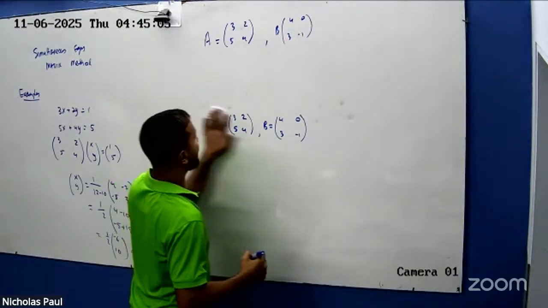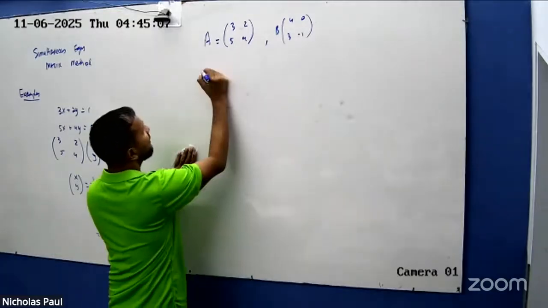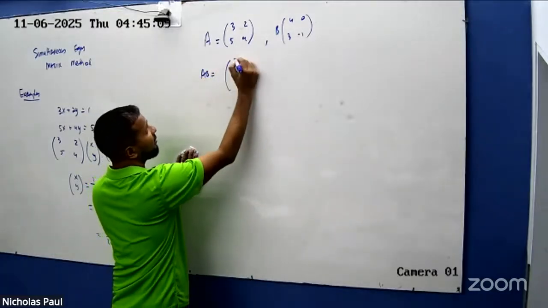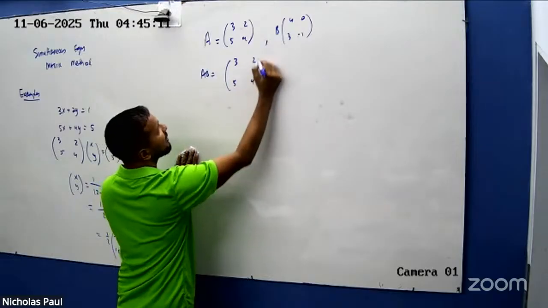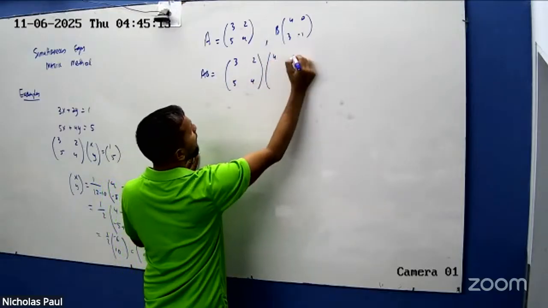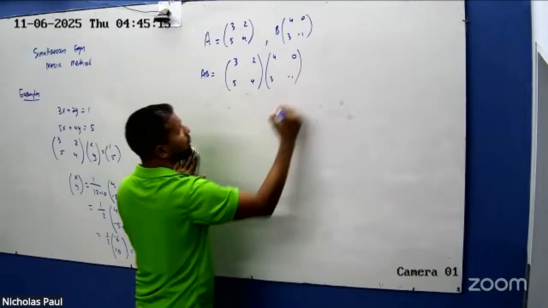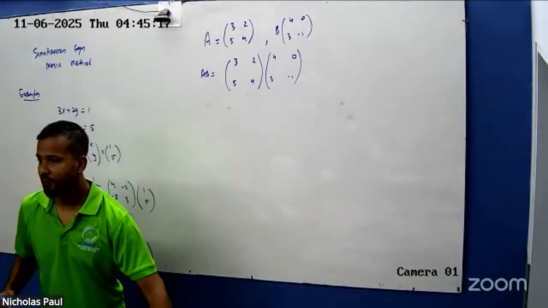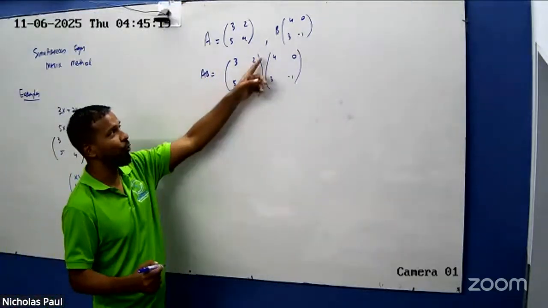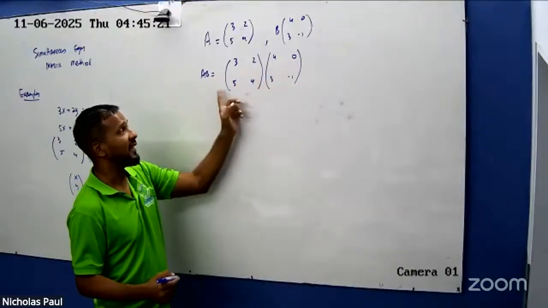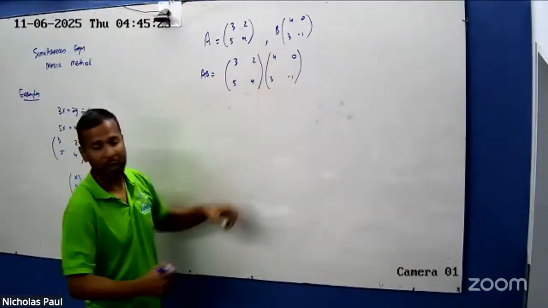Right, they want us to find A by B. And some of you have forgotten already how to do this. How do we multiply again? Multiply this row by both columns, then the second row by both columns.